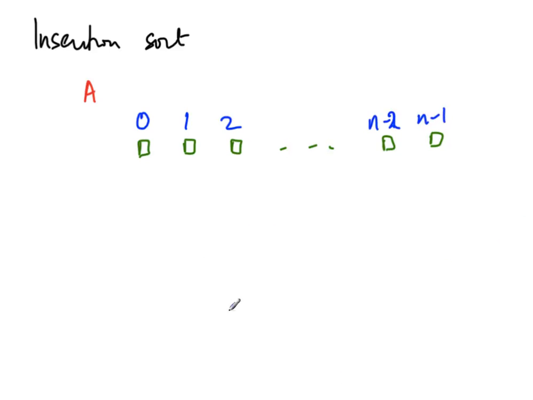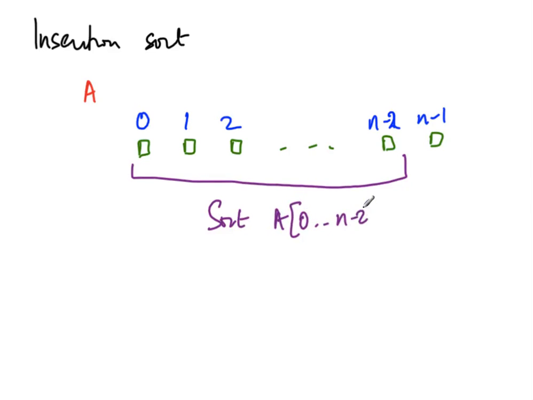So the way I will sort this is I will first sort the segment from 0 to n minus 2. So I will decrease, and hence the term decrease and conquer. I will decrease the array by one element, sort it, and then I will go back and look for an appropriate position to insert the last element so that the overall array remains sorted. Before we look at the mechanics of how this happens, we should just notice that this is quite a natural algorithm. This is probably the algorithm that we often use instinctively when we need to sort something.